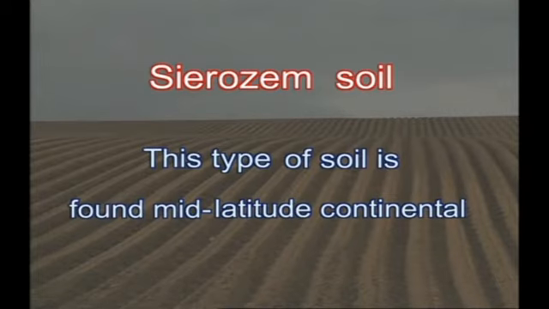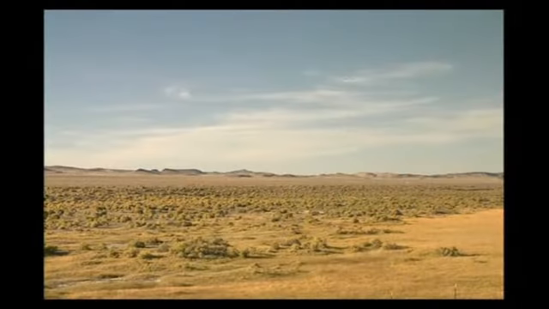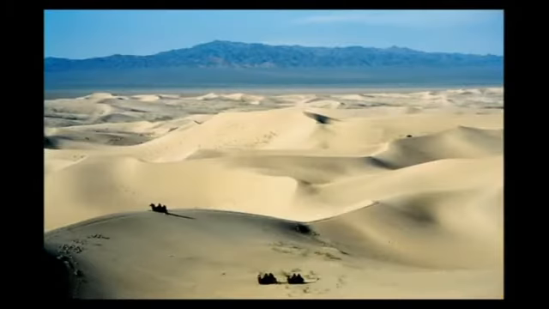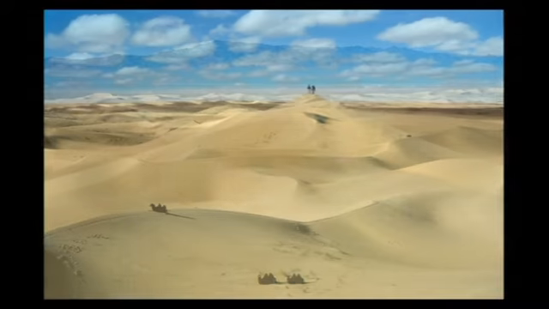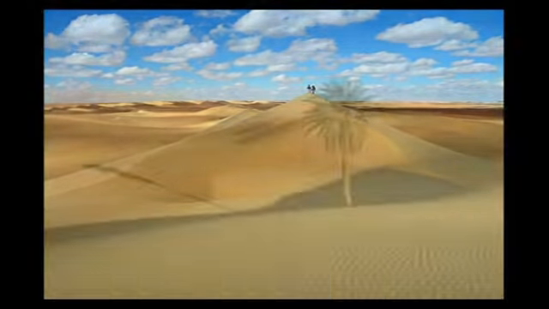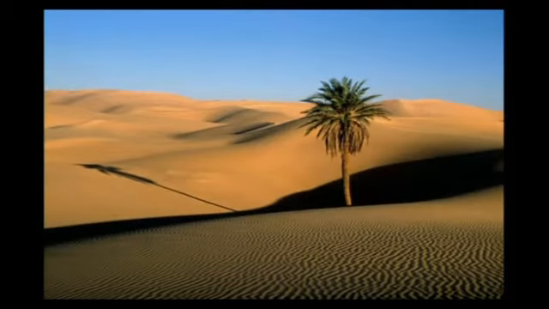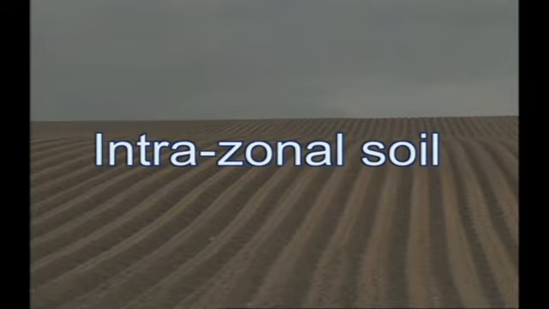Xerazim soil. This type of soil is found in the mid-latitude continental deserts of Nevada and Gobi. Red desert soils are distributed in the Great Desert of Australia and Africa. Intrazonal soil. These types of soil represent extremes and show the near total dominance of one single local factor.